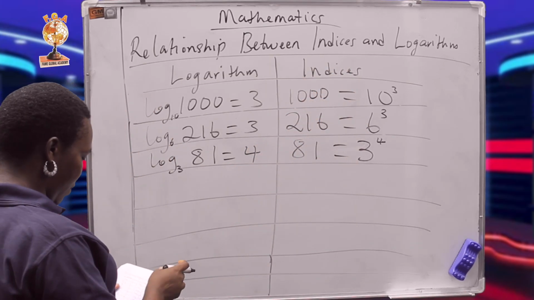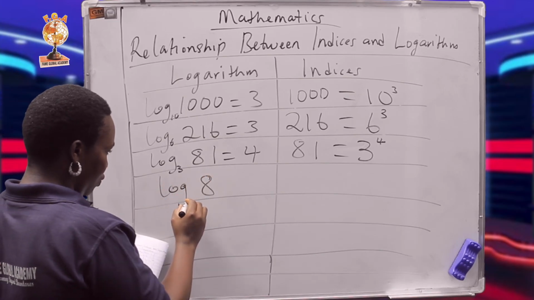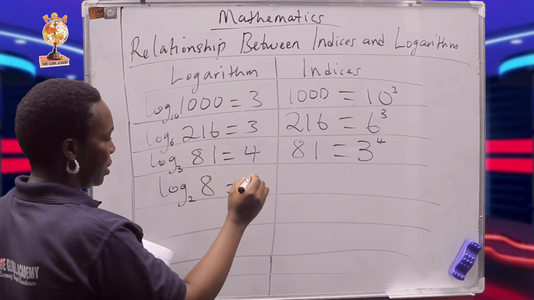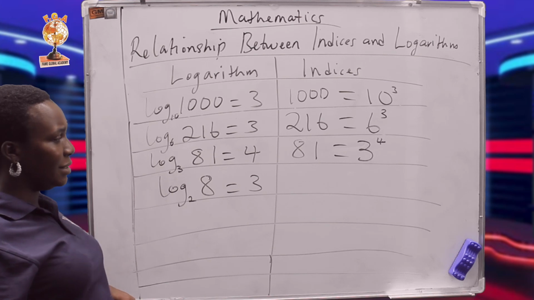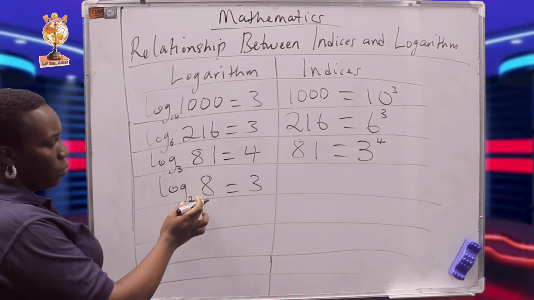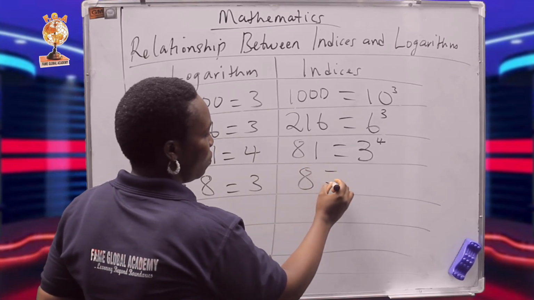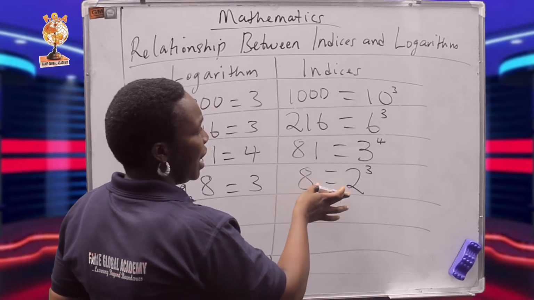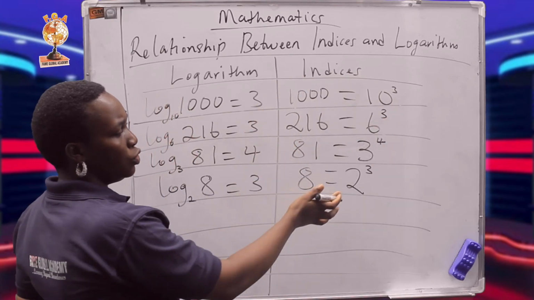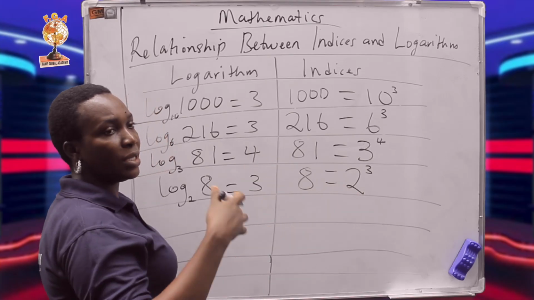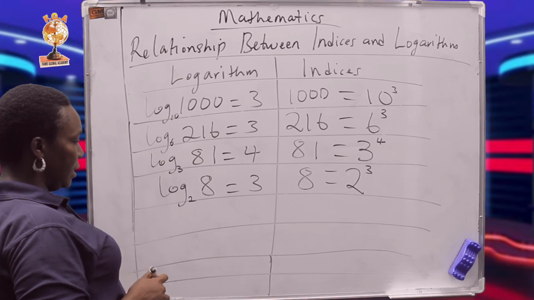Okay, let's take another one. We have log 8 base 2 is equal to 3. How do you write it in index form? 8 will be equal to 2, which is the base, raised to the power of 3. If you multiply all these things, you will get the answer back. 2 raised to the power of 3 means 2 times 2 times 2, and that will give us 8.